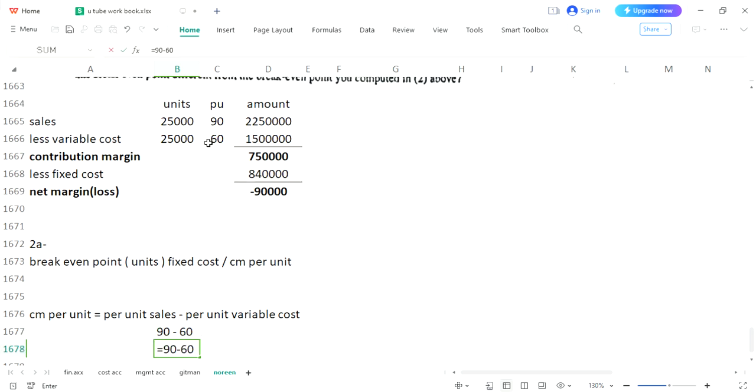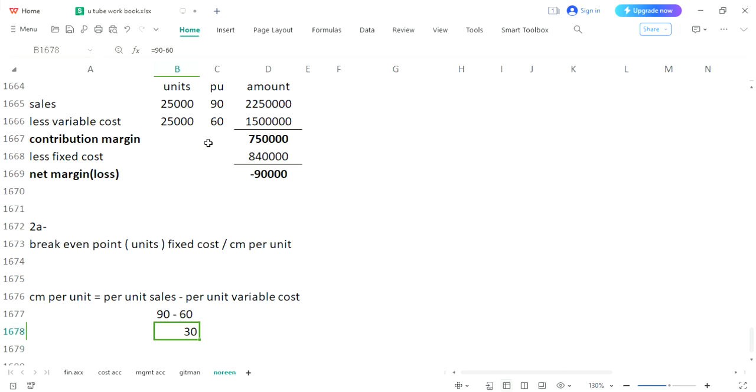90 minus 60, you would have 30. This is your CM per unit. So go back and put it in your formula. Break even point in terms of units. The formula has already been written. We need to put fixed cost. How much fixed cost? 840,000 already mentioned in your question, and you need to divide it with CM per unit, which has been calculated over here. 30. Statement completed. Now put it on calculator.